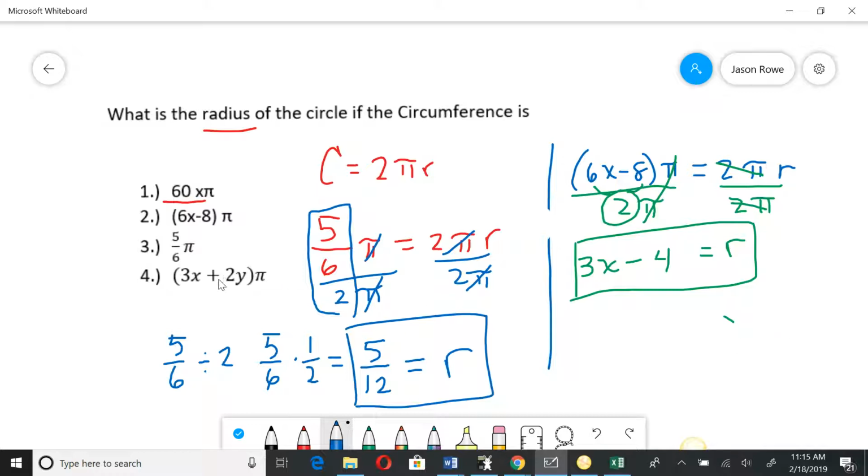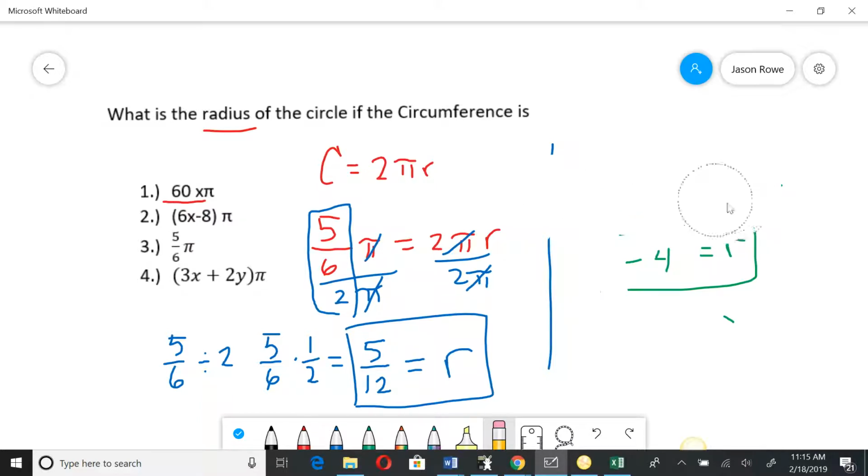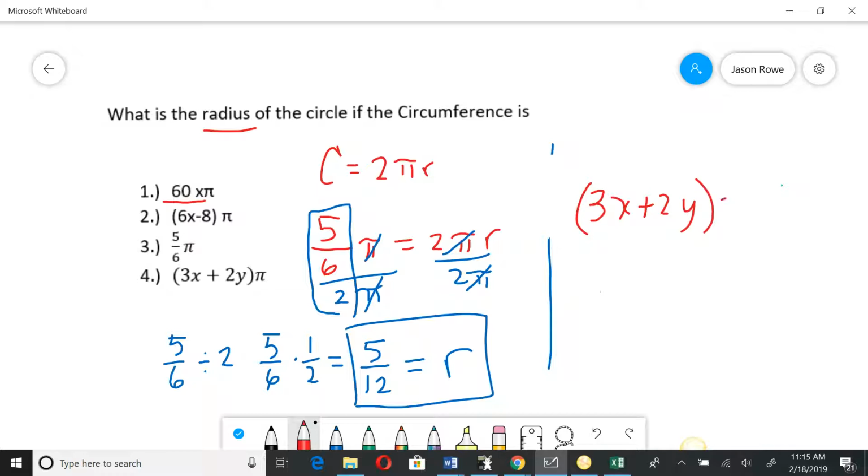And let's look at this last example. What happens when you have something like this? This is just a variable expression. Well, folks, honestly, it doesn't matter what you're given. The process never changes. You just follow the procedure and simplify what you can simplify, and that's all you can do. So we're going to replace, again, C with 3x plus 2y pi, that's in parentheses, equals 2 pi r.